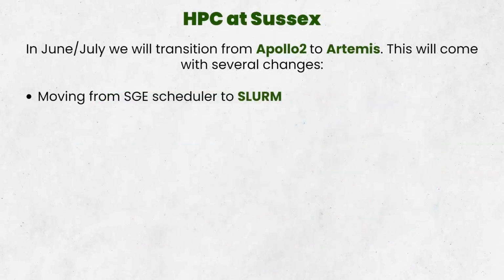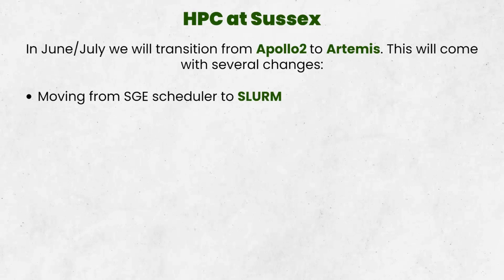So I'll talk now about the future of high-performance computing specifically at Sussex. Well, not all of this is fact as far as I know, but this is the picture that I've been painted so far. As many of you may have heard, very soon Sussex will be moving from its current high-performance computing system, Apollo 2, to Artemis, which I believe will be coming in July in early stages, which will come with several changes. First, we'll be switching from the current scheduler, which is Sun Grid Engine, to Slurm.